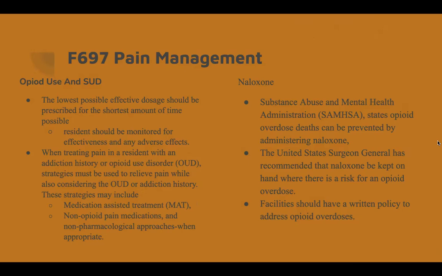Naloxone. The Substance Abuse and Mental Health Services Administration states opioid overdose deaths can be prevented by administering naloxone. The United States Surgeon General has recommended that naloxone be kept on hand where there is a risk for an opioid overdose. Facilities should have a written policy to address opioid overdoses.